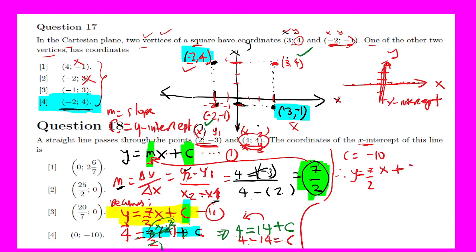What's the value of c? C equals minus 10. But plus and minus equals minus, so then it's going to be y equals 7 over 2 x, plus and minus is minus 10. Okay, so this is our equation. If you come back, this is our equation of a line.